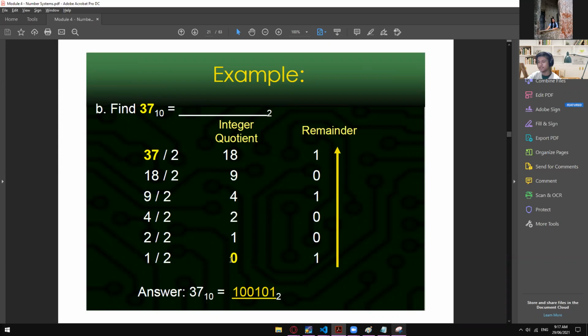So just put 0 here now, and whatever is your final number, just put it right here as your final remainder. And after that, you can now read this one from bottom to top. So 1, 0, 0, 1, 0, 1, base 2.